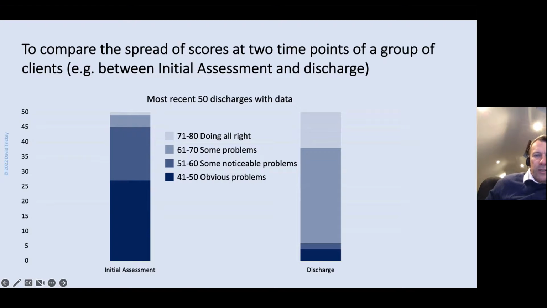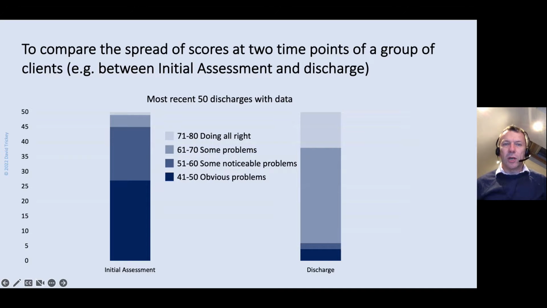So for an initial assessment, you may well have more than half having obvious problems, and you may have a big chunk with some noticeable problems. And then there may be some where they've only got a few problems, and there may be one or two where actually they're doing okay. It might just be that at initial assessment, you're able to get more information to make a more accurate assessment, or it might be things have improved between the referral being accepted and the initial assessment.